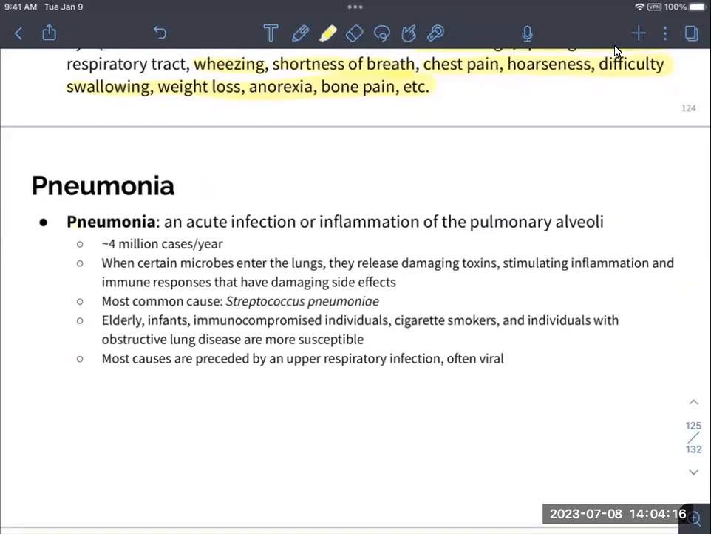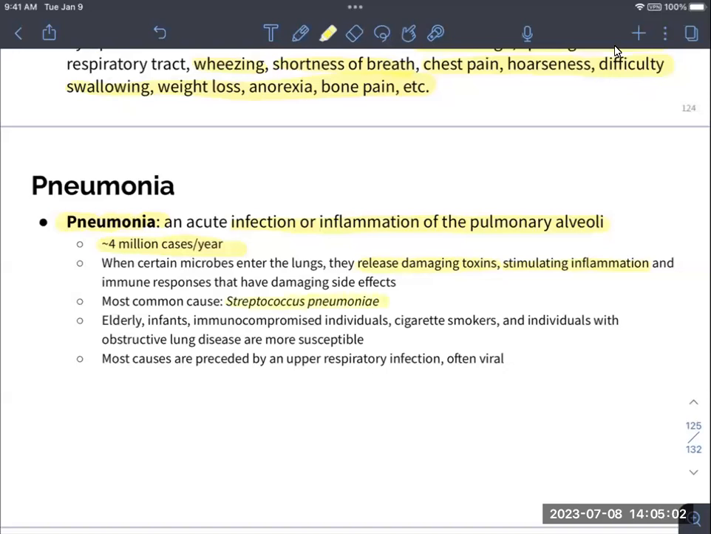Pneumonia. Pneumonia is an infection or inflammation in those pulmonary alveoli. There's a lot of cases per year, about 4 million. We get some sort of pathogen or microbe that makes its way into the lungs. And the problem is these microbes release toxins that damage your lungs. This damage causes this inflammation to happen, and that brings in an immune response. And your immune system, when it comes in and starts killing off cells, has a damaging effect.